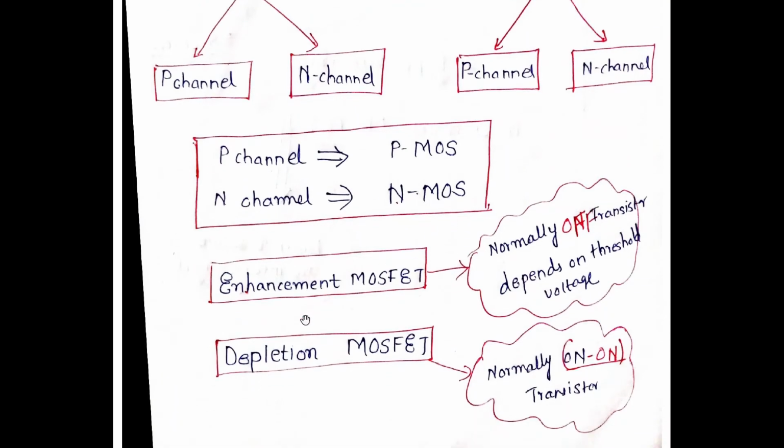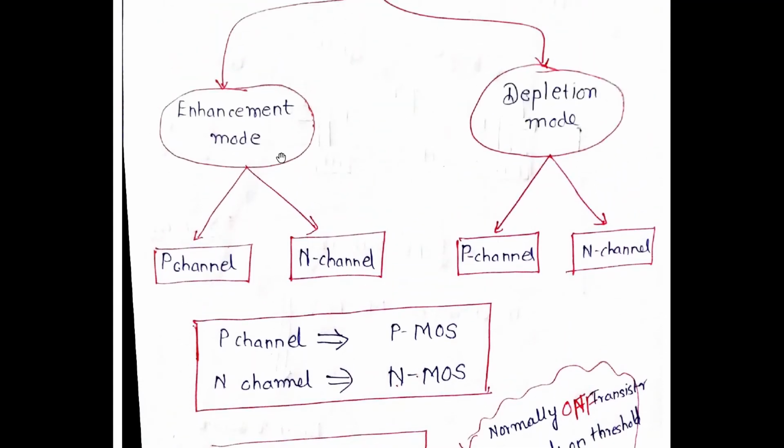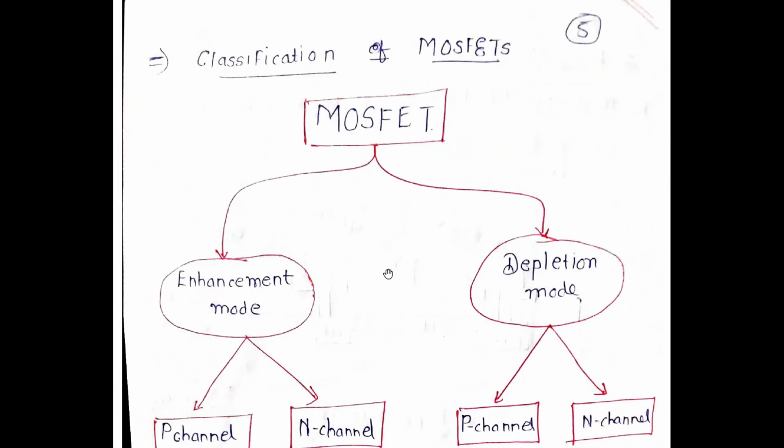Now, if I talk about the enhancement MOSFET, it is basically considered to be an off kind of transistor, because it depends upon the threshold voltage. What I mean by this is that the voltage applied should be greater than or equal to the threshold voltage for current to flow. So the MOSFET is not going to be always on. Whereas in case of depletion MOSFET, it doesn't depend upon the threshold voltage. It's an on kind of transistor. So that is the difference between an enhancement MOSFET and a depletion MOSFET, and each MOSFET gets divided into P and N channel. I hope I'm very clear with this.